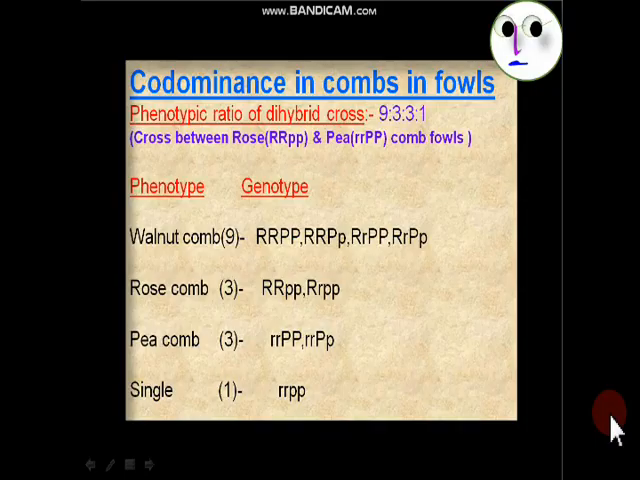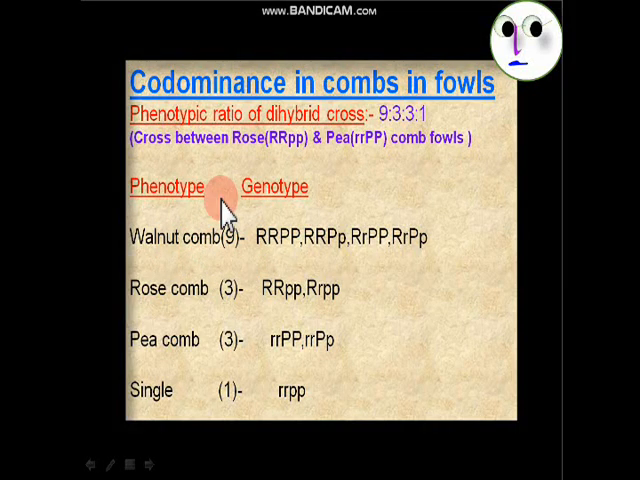In this slide, the phenotypic ratio of the dihybrid cross. If a cross happens between a rose comb fowl and a pea comb fowl, the ratio is 9:3:3:1 in the F2 generation. So the rose comb fowl is capital R, small p, and the pea comb fowl is small r, capital P. A cross between these two results in the F2 generation in 9 walnut comb fowls.